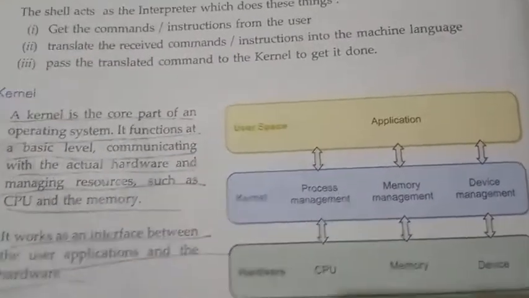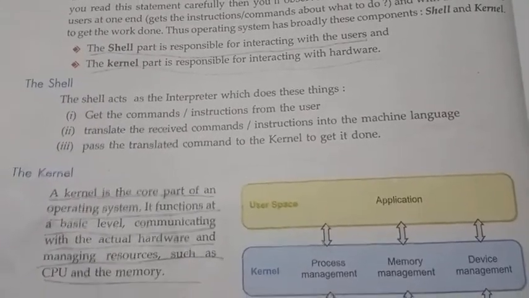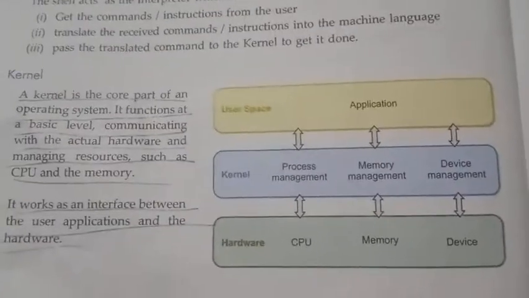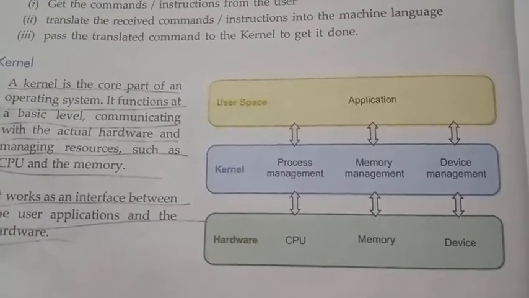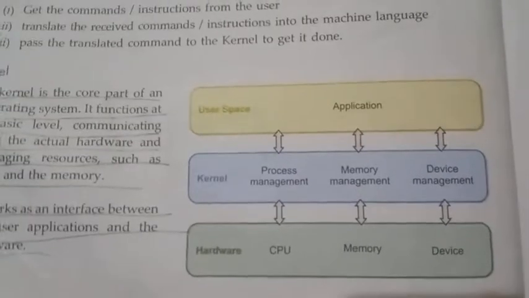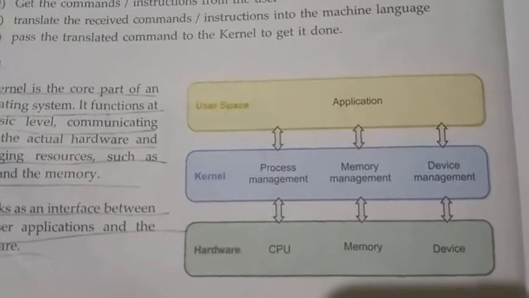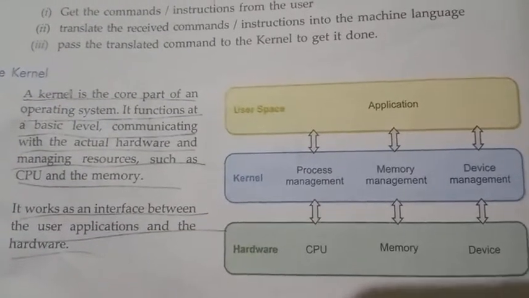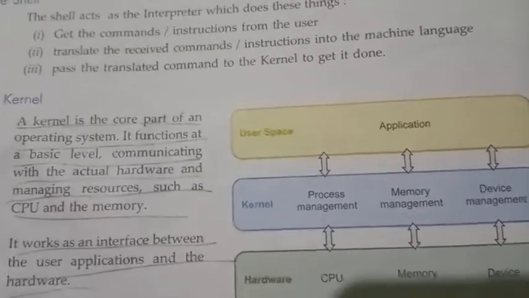Kernel is an interface for interacting with the hardware. Look at that, here one figure is there. User means via application program. In between, kernel is there. Kernel does process management, memory management, device management. This is done by kernel, for the hardware. There are too many hardware devices, CPU, memory, and many other devices. Kernel is the core part of an operating system.